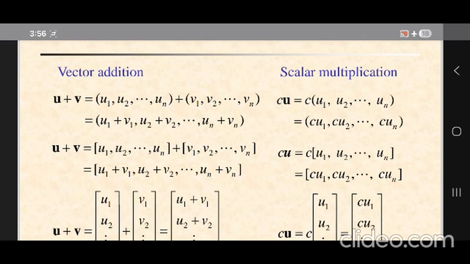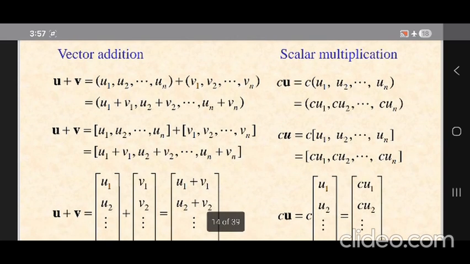Then matrix vector addition and scalar multiplication. Take u and v vectors and add them. u plus v equals (u1 plus v1, u2 plus v2, ..., un plus vn). Then cu equals (c u1, c u2, ..., c un). The c is multiplying inside each component.